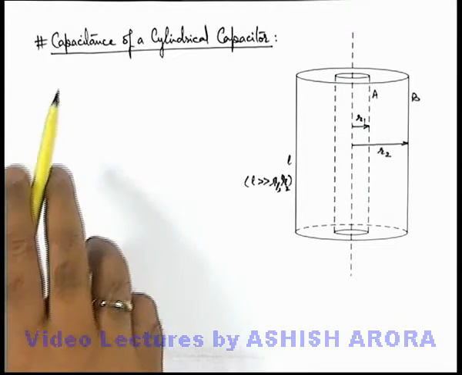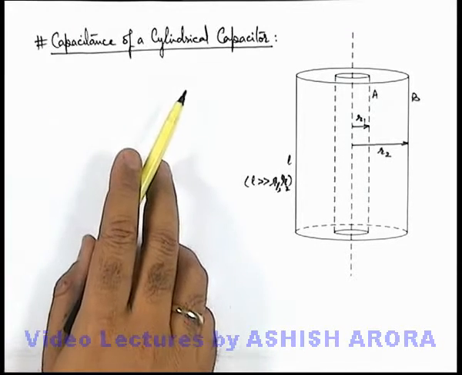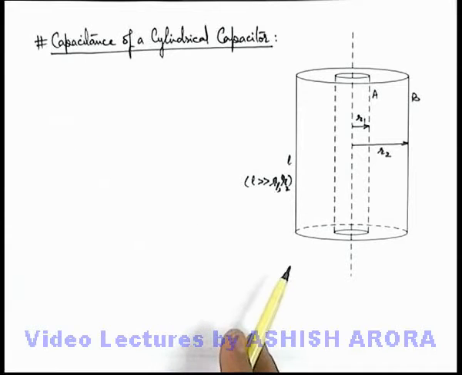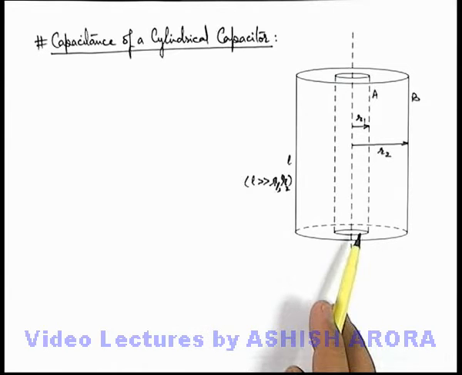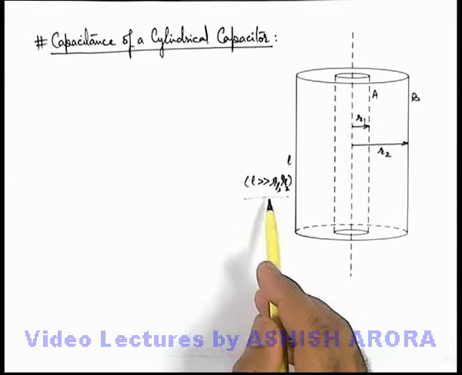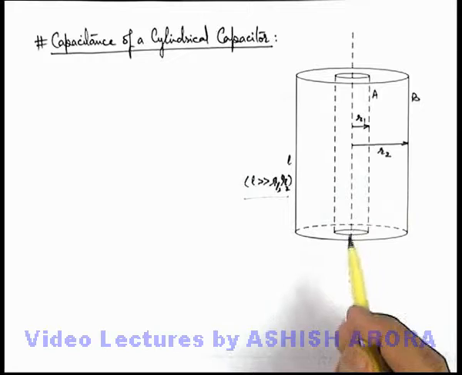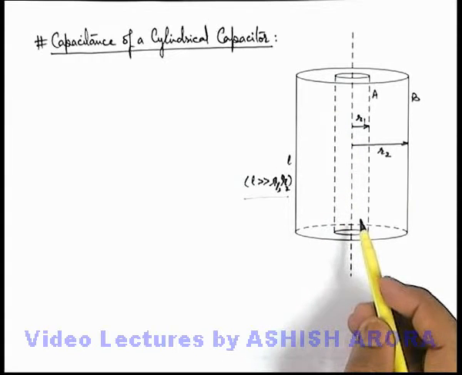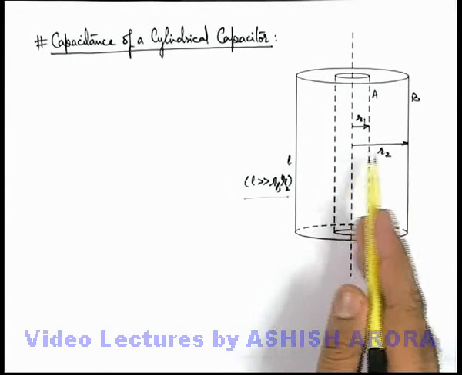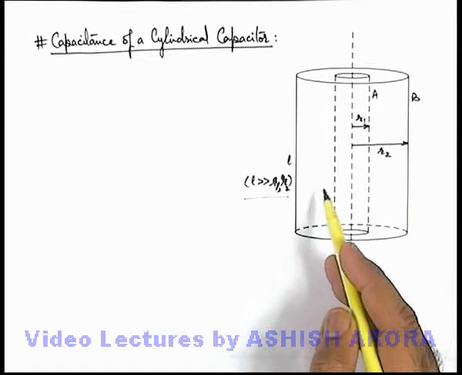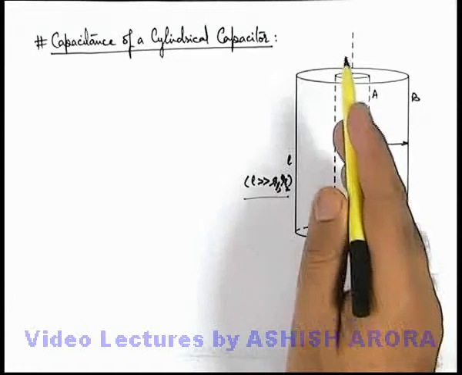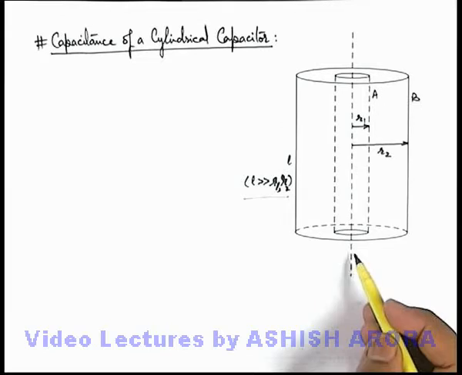Let's discuss the capacitance of a cylindrical capacitor, which you can see in this picture. A cylindrical capacitor is a system of two coaxial cylinders which are very long compared to the radii, and we consider it long because if it is very long compared to radii, we can consider a radial distribution of electric field, like in the case of a linearly charged uniform wire.